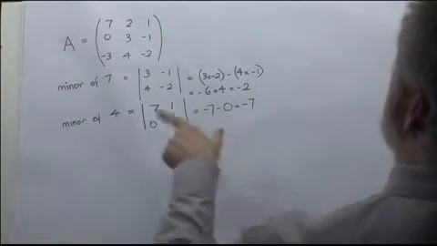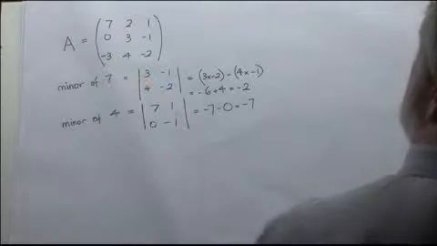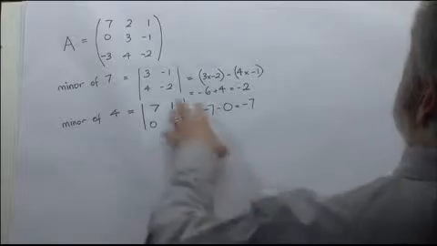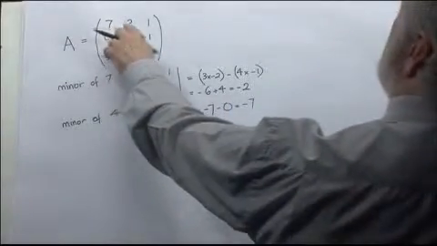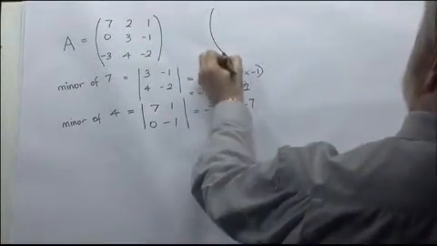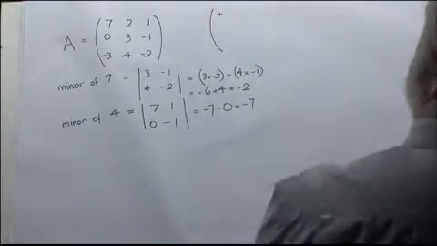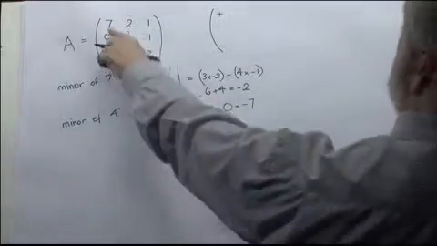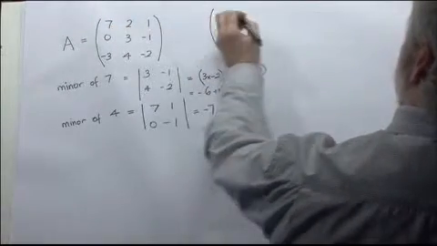I want to go on now from minors to cofactors. And to get from minors to cofactors, I need the idea of what we call a place sign. Every place within the matrix has a sign associated with it. We always start with a plus in the top left-hand corner, and then we alternate the signs. So as we go across the row, we're going to go plus, minus, plus.